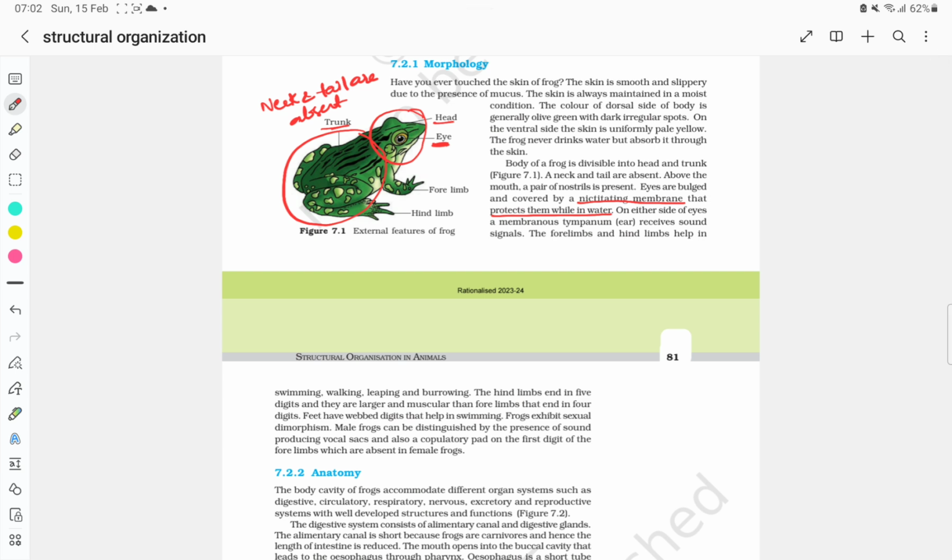Then coming to ears. Generally we know that frogs have ears, but the thing is, the ear is not an external ear. It does not have an external ear. It has internal and middle ear, and it appears as a membrane called tympanum. So external ear is absent, and the ear is represented by tympanum.